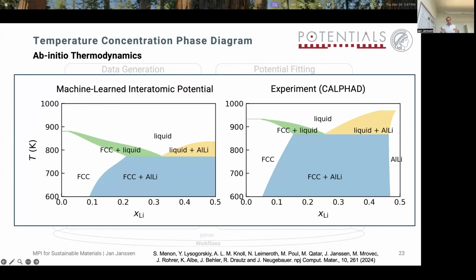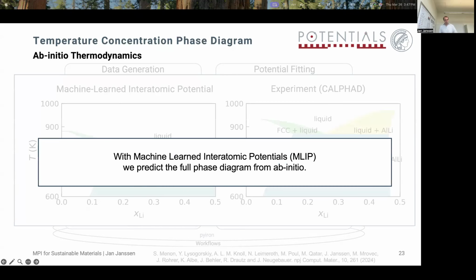So there's still some work in progress, but with these workflows, we now have a tool to systematically address this. With the machine learning potential, the goal is to be able to predict the full phase diagrams from ab initio, to have a descriptor that helps us to identify the elements that we can design.